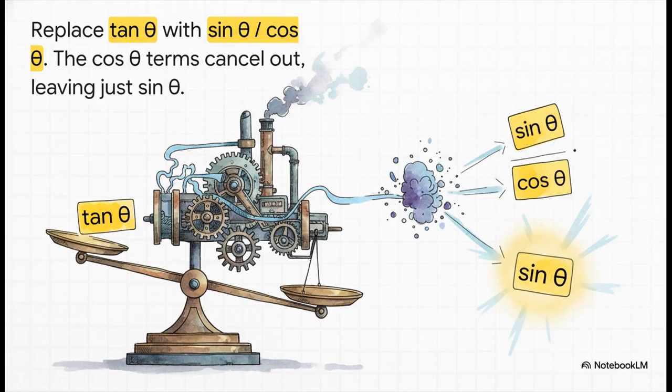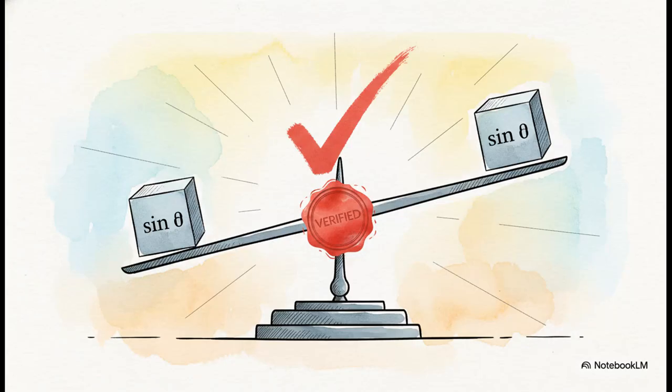We have a cosine in the denominator and a cosine in the numerator. They just cancel each other out. And what are we left with? Just sine theta, which is exactly what's on the right side of the equation.